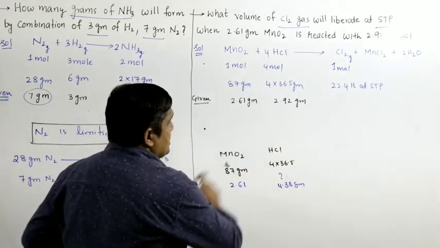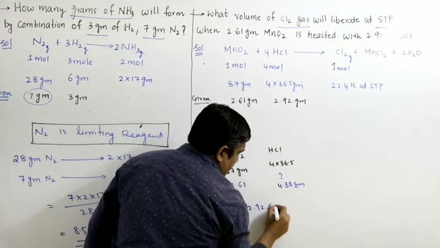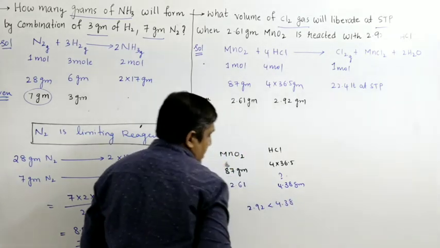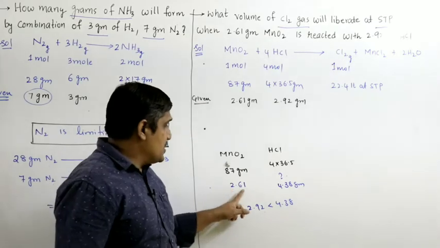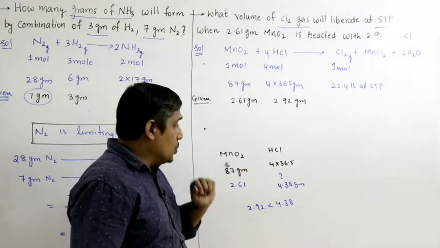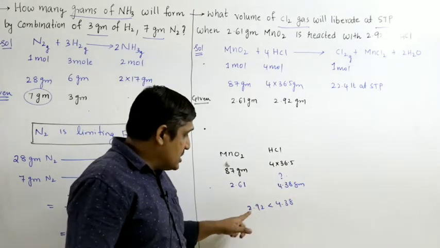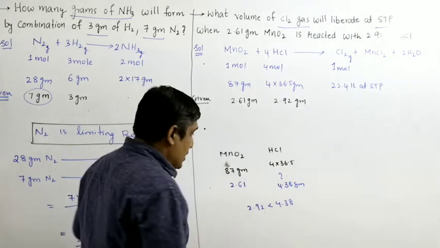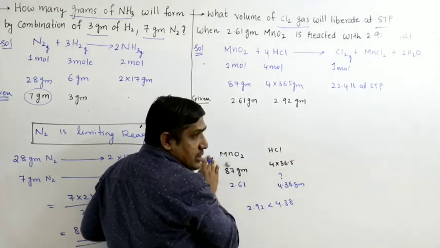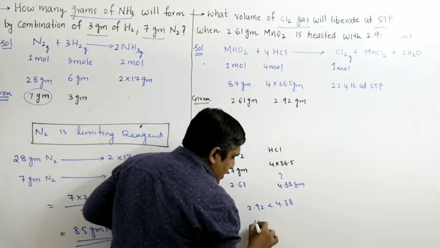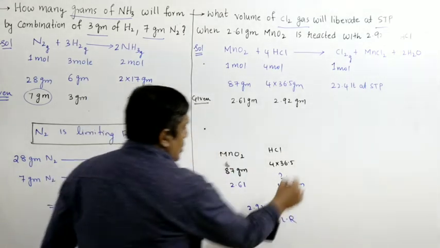But how much is available? 2.92. So 2.92 is less than 4.38. That means for complete reaction of 2.61 grams of MnO2, the amount of HCl required is 4.38 grams. But how much is available? Only 2.92. That means HCl will be completely consumed before the consumption of MnO2. Therefore, HCl is the limiting reagent.